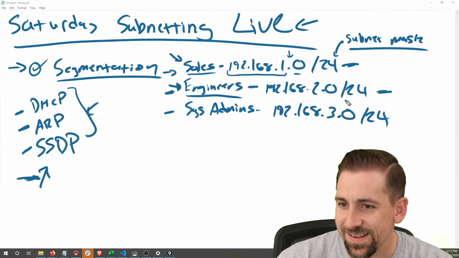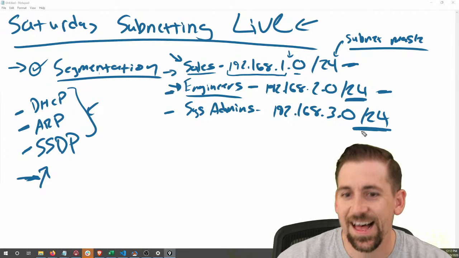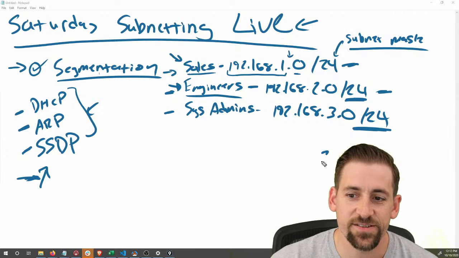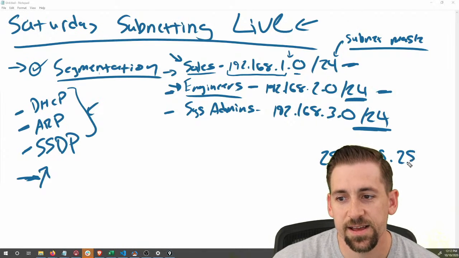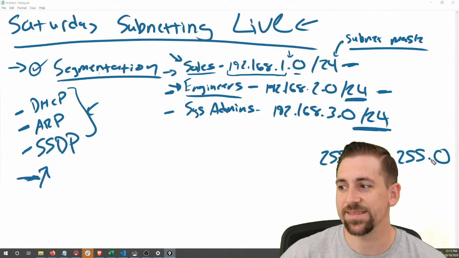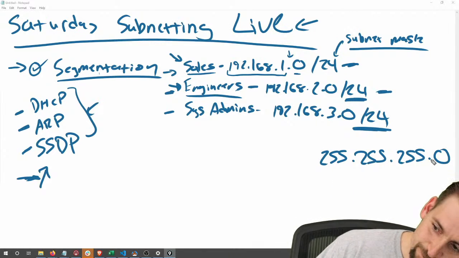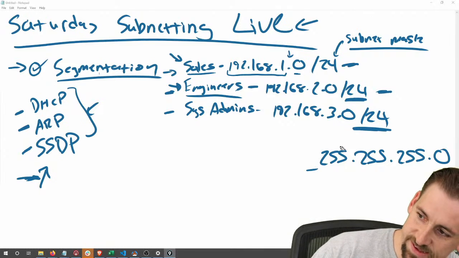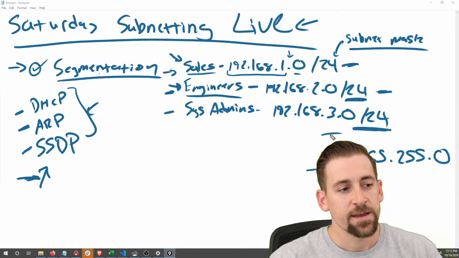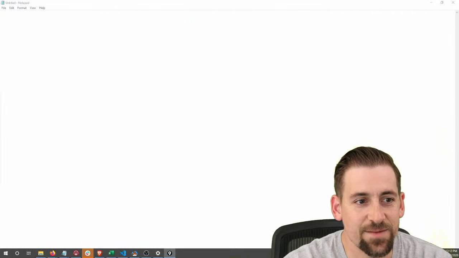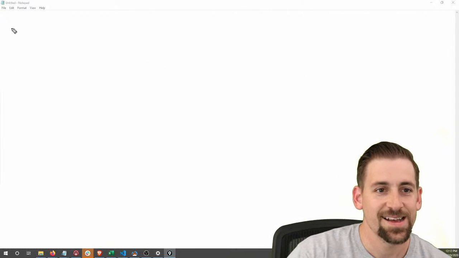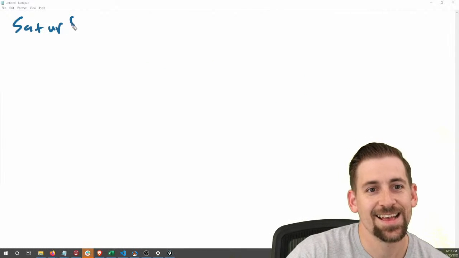So what are these things, right? So these are these slash notations, or the other notation I could have used is our traditional dot notation, right? 255.255.255.0. Sorry, get my head out of the way. Right? So I could use this or this. And what does this mean? So let's take a look at what it means. Let me get my Saturday subnetting back up here. Saturday subnetting.